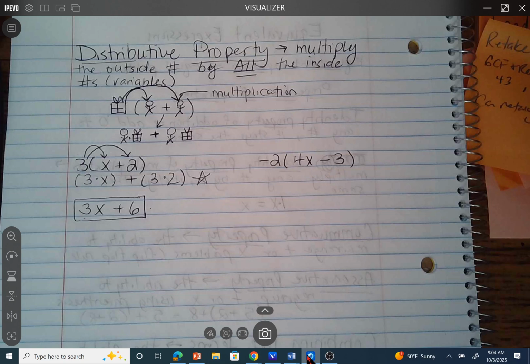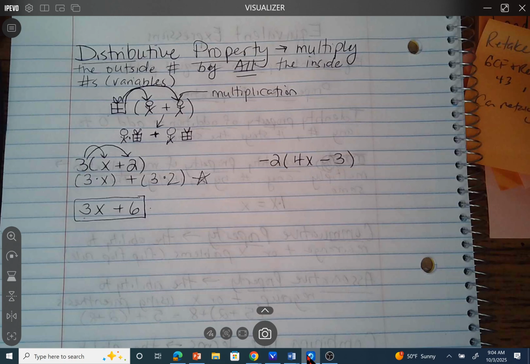Mr. Miller may get on to you next year because he doesn't believe in the KCC method. He thinks that you should have this understanding of it. But in 7th grade, we're supposed to teach KCC, so it is what it is.